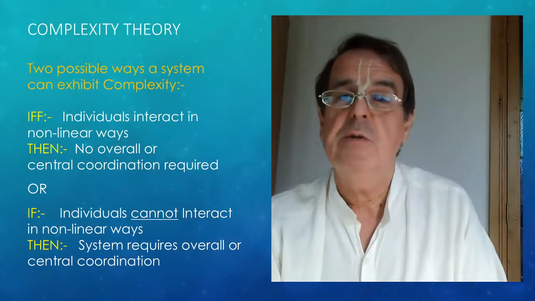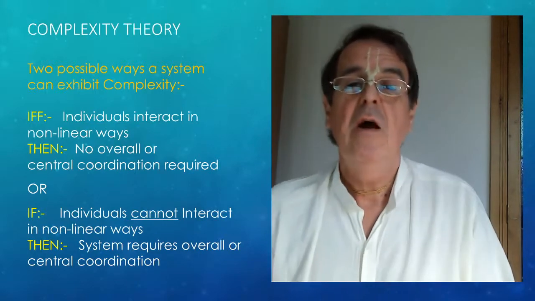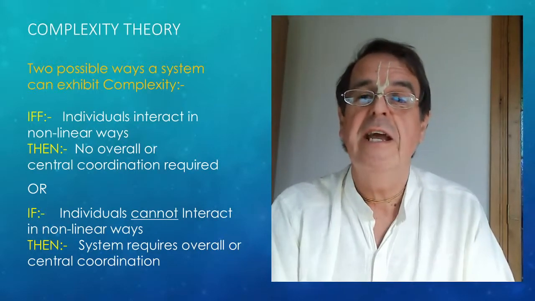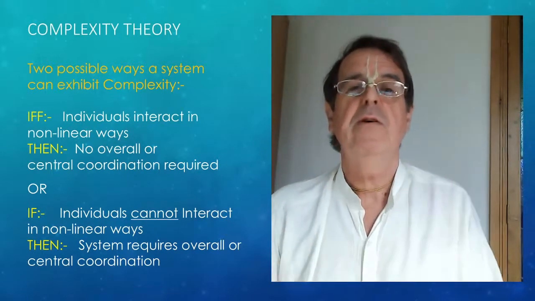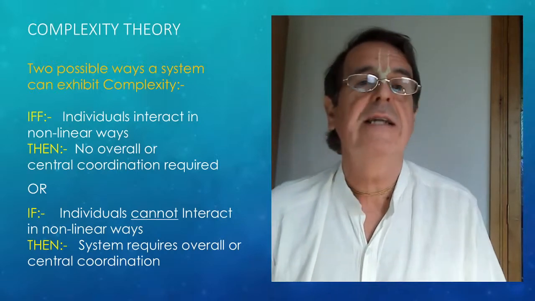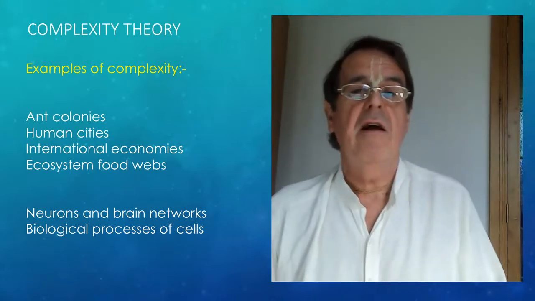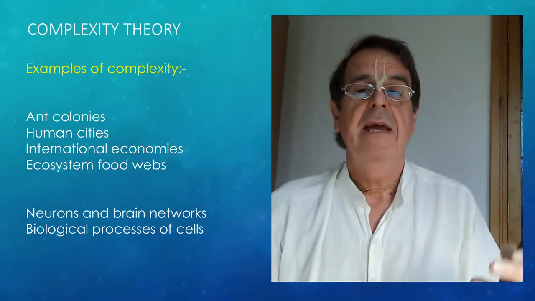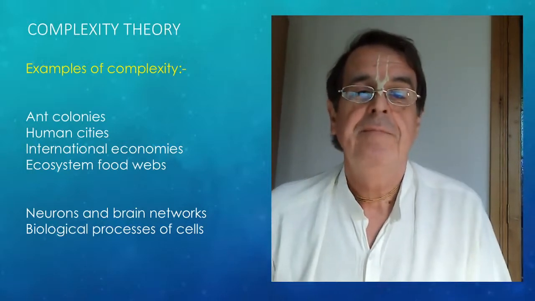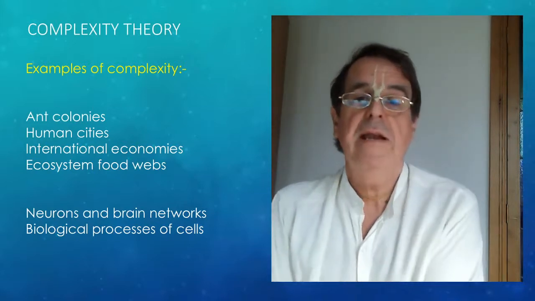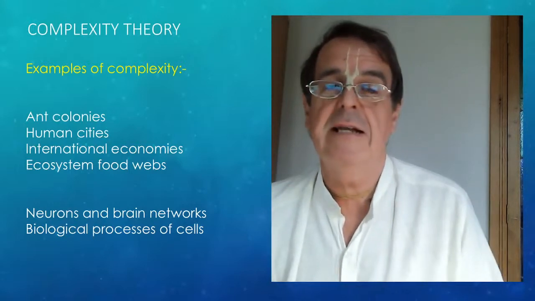Either you have individual component agents that are capable of non-linear interaction, or you have to have coordination to account for complexity. And this becomes clearer when we look at the types of complexity that are cited as examples. For instance, besides the ant colony, there are human cities, we mentioned them, international economies, ecosystems and food webs, plus neuron and brain networks are counted as complex systems, and also so are the biological processes of cells.